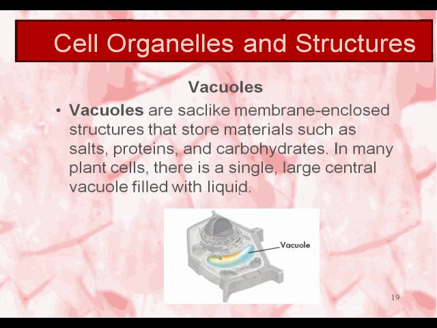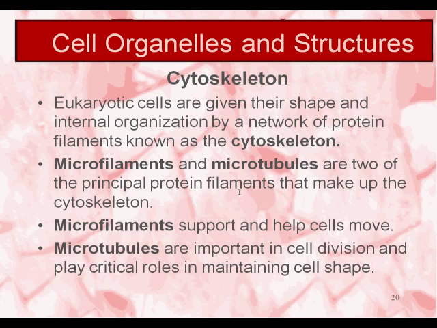Your vacuoles are sac-like membranes, and they serve as storage structures in the cell. In plant cells, there's a single large central vacuole filled with fluid. Plant cells' vacuoles are larger than animal cells' because they must store the products of photosynthesis. Cells have a cytoskeleton. The cytoskeleton gives the cells their shape and provides support for the cell.